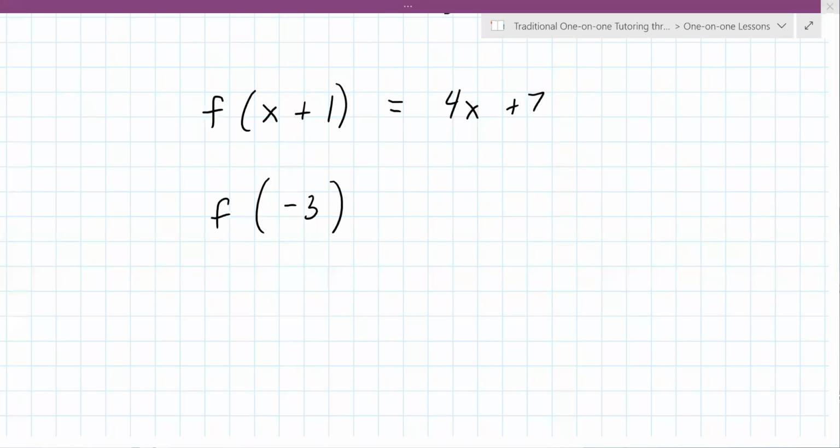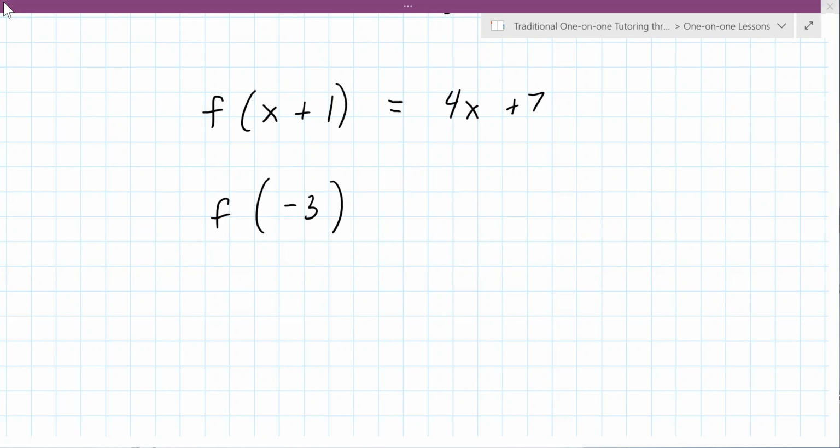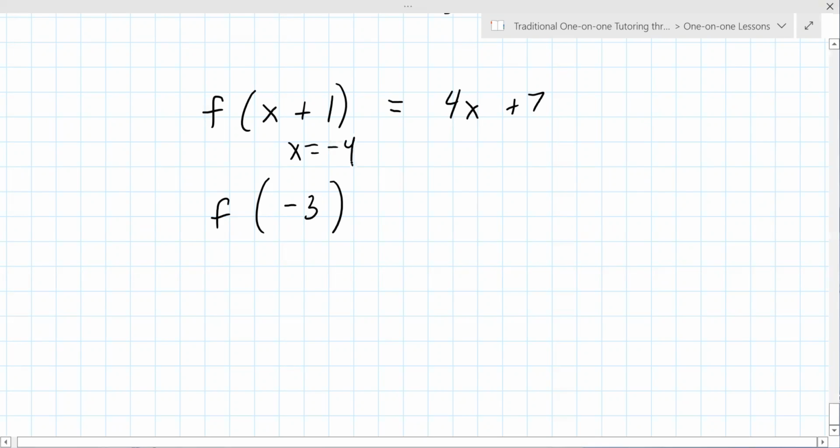Do you have a question for me? Do you have an answer? I'm almost done. Okay. The value for x, I got -4, and then once I plugged it in, I got -5. 4 times -4 plus 7. I think you made an arithmetic mistake. Not sure where though. Oh, okay.